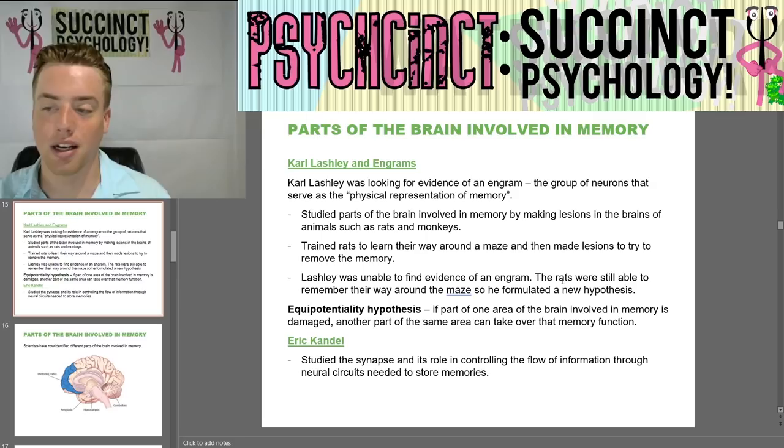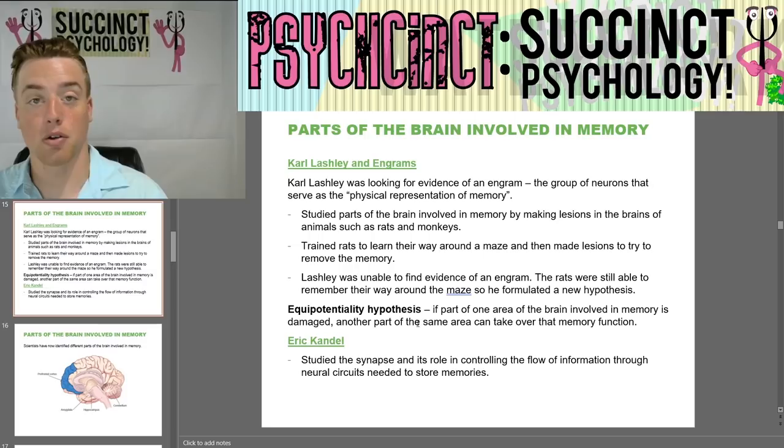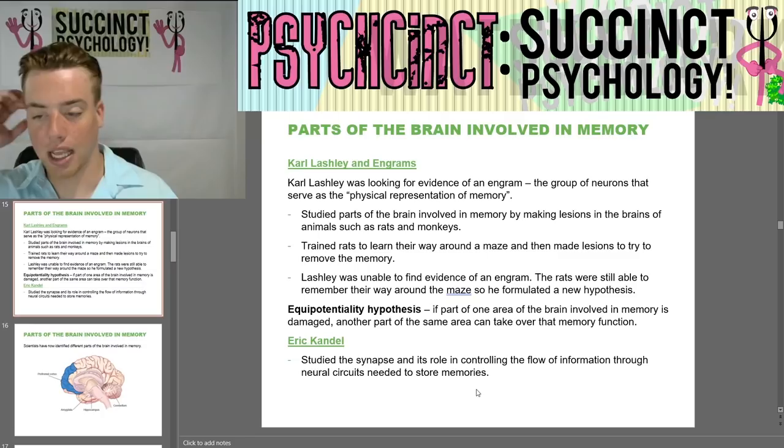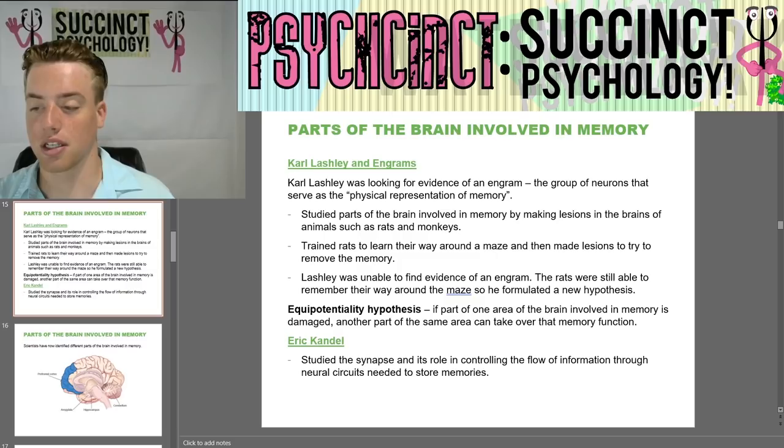The rats were still able to remember their way around the maze, so he formulated a new hypothesis, which was the equipotentiality hypothesis. It's a mouthful. If part of one area of the brain involved in memory is damaged, another part of the same area can take over that memory function, which would explain why even though he made lesions in the rats' brains, they're still able to find their way around the maze. Now, Eric Kandel studied the synapse and its role in controlling the flow of information through neural circuits needed to store memories.